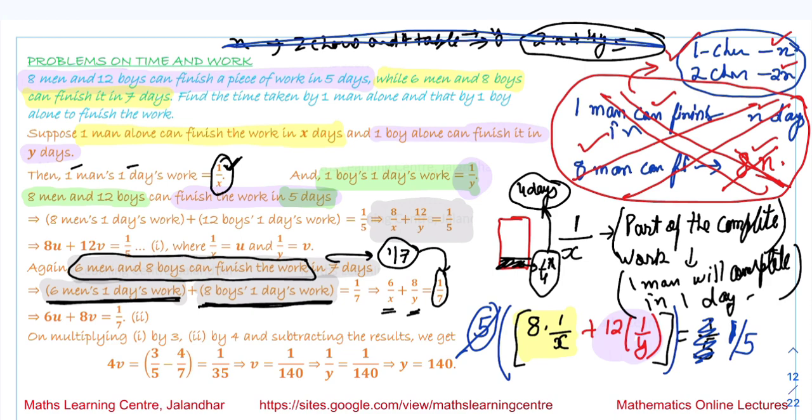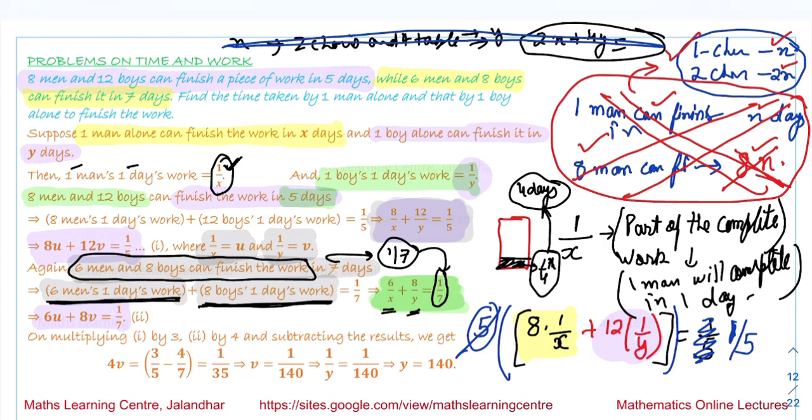So we have two equations over here. The first equation we have is 8 over x plus 12 over y is 1 by 5. The second equation we have is 6 over x plus 8 over y is equal to 1 by 7. To solve these equations, we substitute 1 by x is equal to u and 1 by y is equal to v. So these two equations will come to the form 8u plus 12v is 1 by 5, and 6u plus 8v is equal to 1 by 7.